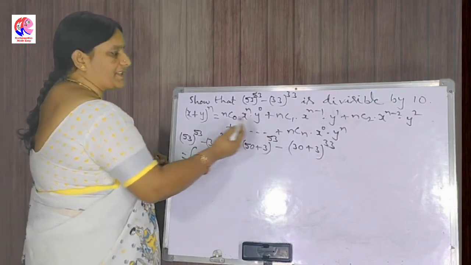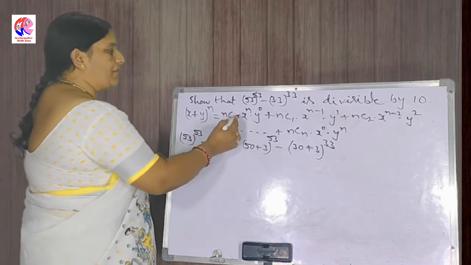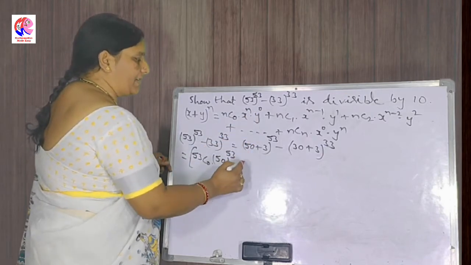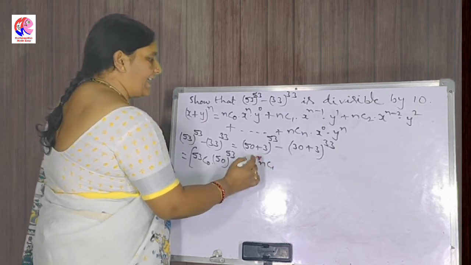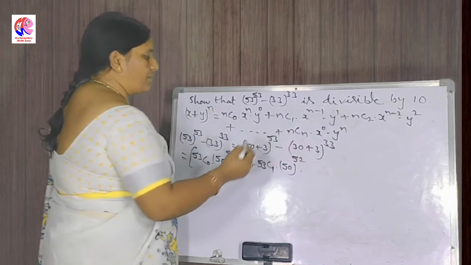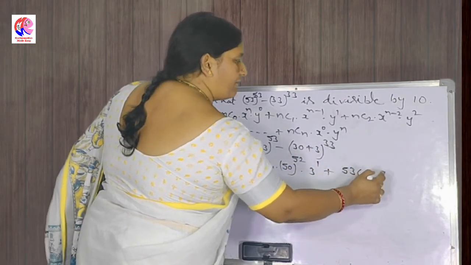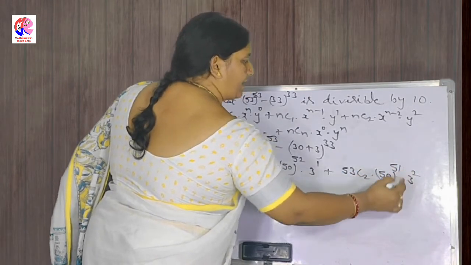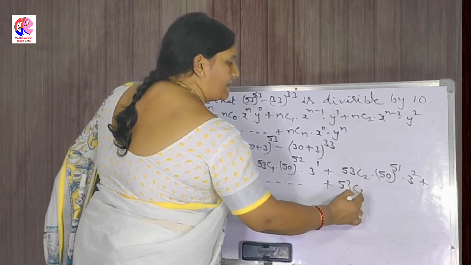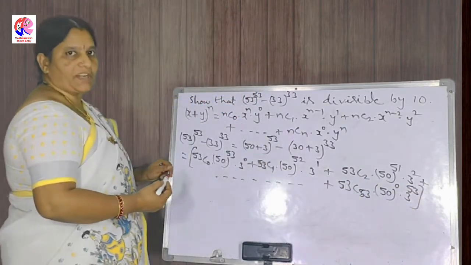Then first binomial (50 + 3)^53. Expansion is nC0, n is 53, so 53C0 into x to the power of n, x is the first term, 50 to the power of 53, into y to the power of 0, y is the second term, 3 to the power of 0, plus nC1, n is here 53, 53C1 into first term 50 to the power of 52 into second term 3 to the power of 1, plus 53C2 into 50 to the power of 51 into 3 square plus so on. Last term is 53C53 into 50 to the power of 0 into 3 to the power of 53. This is the expansion of the first binomial.